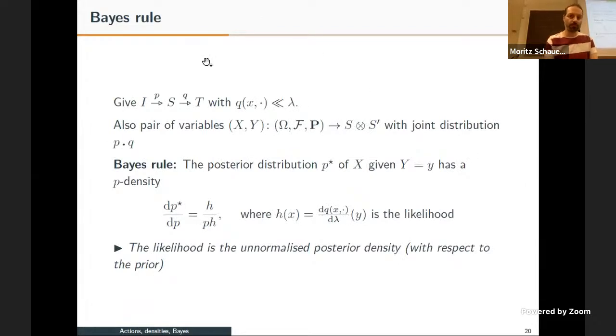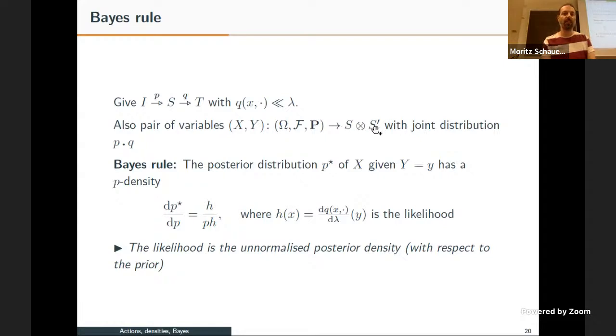Now I want to reformulate Bayes' rule in these terms. So I have two Markov kernels, or maybe P is a measure because it starts from the terminal object, and then Q goes from S to T. I assume that for each x the kernel Q is dominated by the reference measure lambda, for example the Lebesgue measure. And to formulate things easily, I also assume that there are two random variables from some probability space into the product space S S prime.